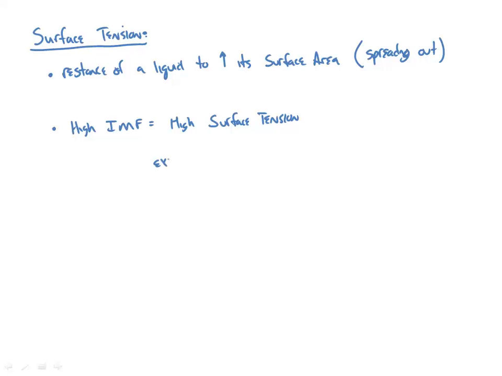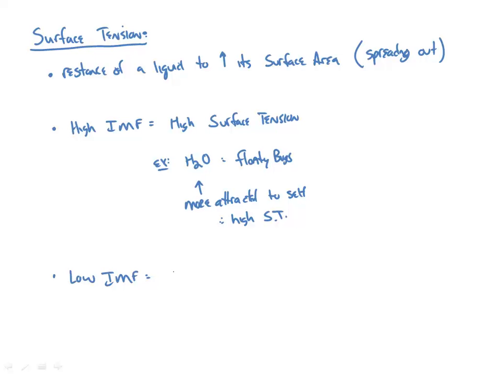An example of this is, of course, if we take a look at water and those little floaty bugs. What do they call those? We'll just put the floaty bugs, meaning that the water is more attracted to itself and therefore has a high surface tension. And then, of course, if I have low or weak intermolecular forces, then I tend to have a low surface tension.